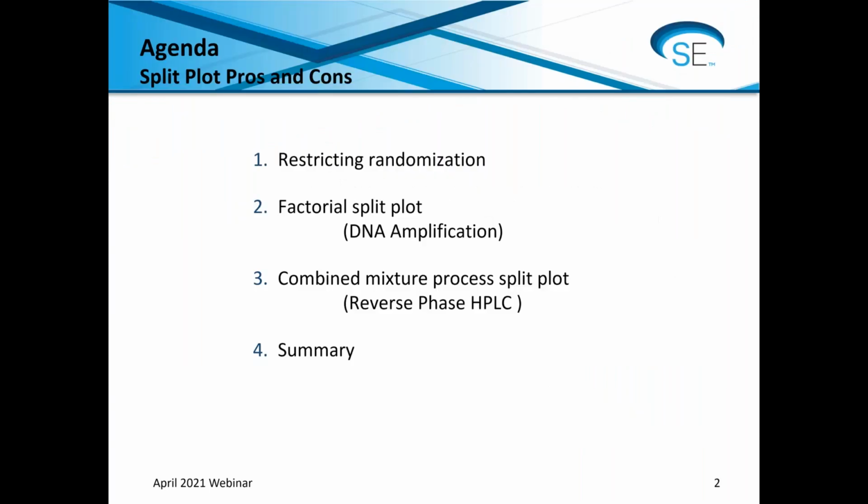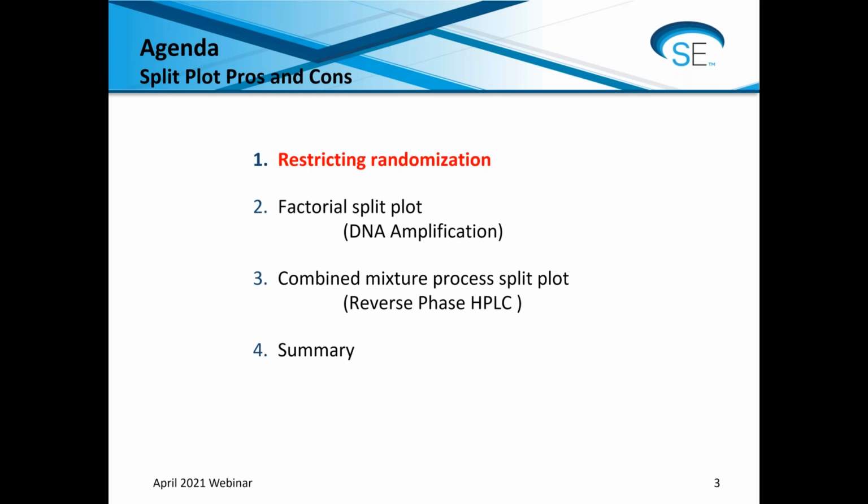My webinar today will have 4 parts. It'll take between 50 and 60 minutes. And I'm going to be talking about split plots and the fact that specifying hard to change factors, we put a restriction on the randomization. And then rather than going into a lot of technical detail, I'm going to illustrate it with 2 examples, one with a factorial split plot and one with an RSM type response surface design type, where we're going to be studying a combination of mixture and process factors in a split plot. Then I'll summarize.